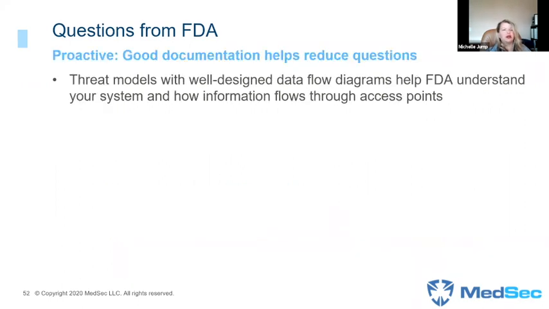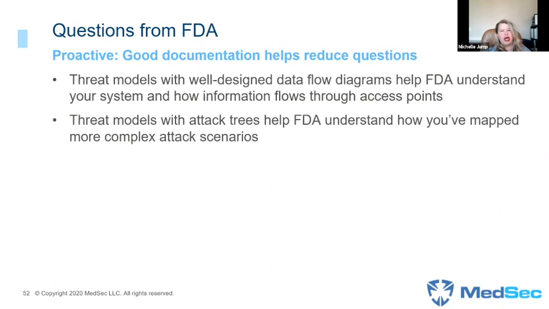There's a couple of ways that you can use threat models in a submission. One is proactively, right? If you have a good threat model, good data flow diagrams, a very organized structure, front matter, it can really help the FDA understand how your system works, how the information flows across access points, and overall, all the different things that your system will do that they won't get in any other part of your submission. Of course, you have a device description, but the device description is not telling you the same kind of things that good front matter of a threat model will tell you from those data flow diagrams and explanations of how things are passing through the system and how things are connected.